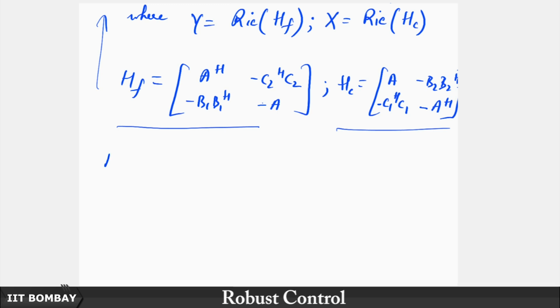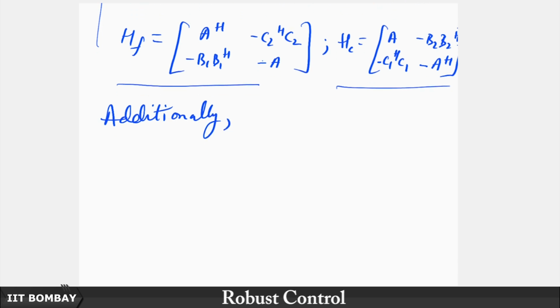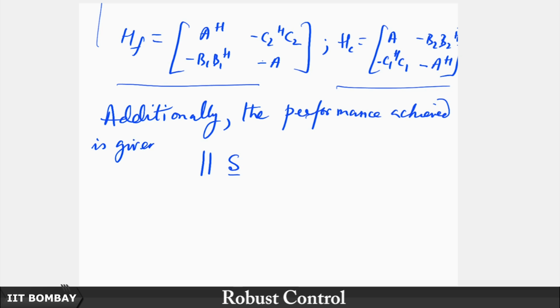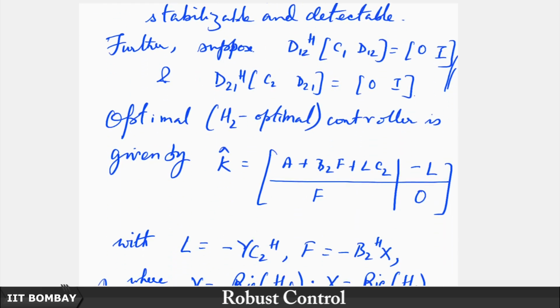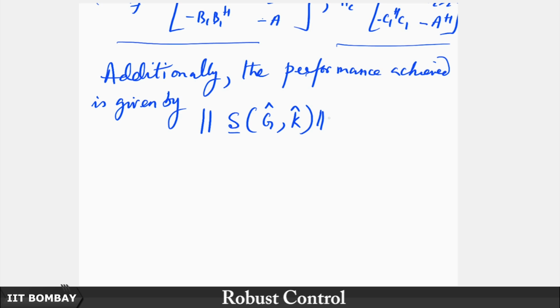So we will not just stop at this point, we will also say additionally, if you put this controller in place with the plant and look at the star product, then the performance achieved is given by the two norm of the star product of G hat, did I call it K hat or K2 hat or something, K hat, G hat, K hat, yeah.